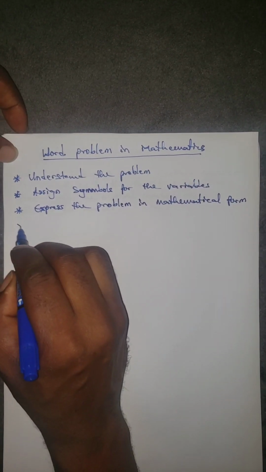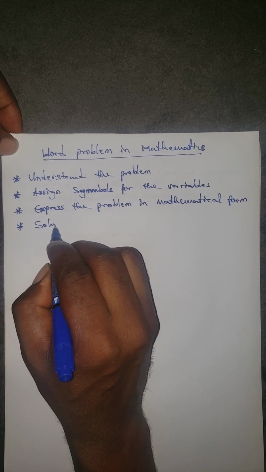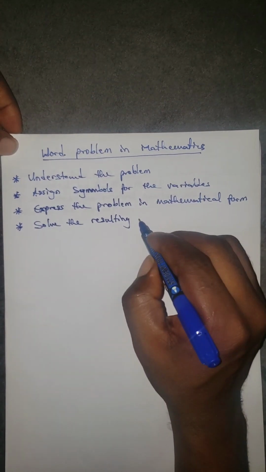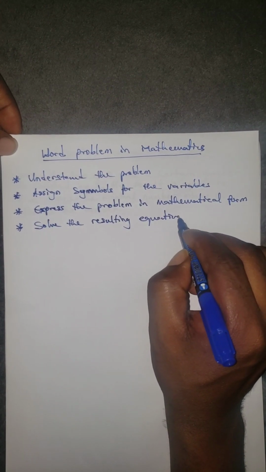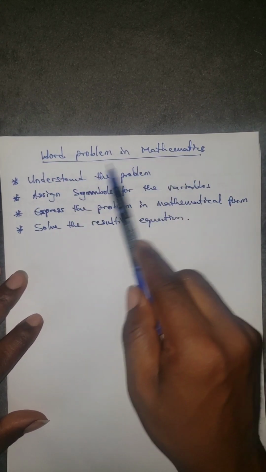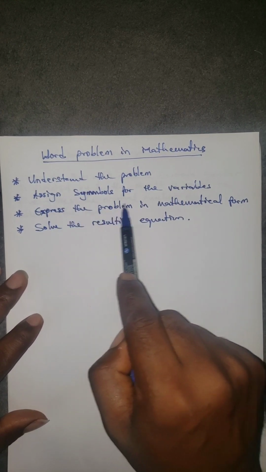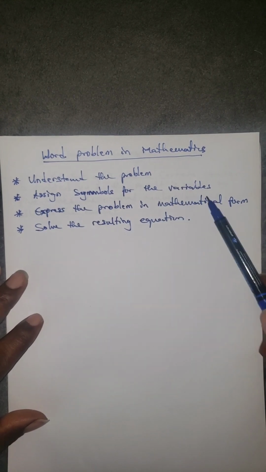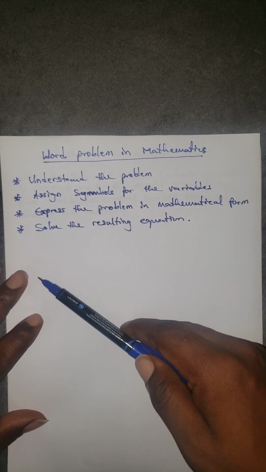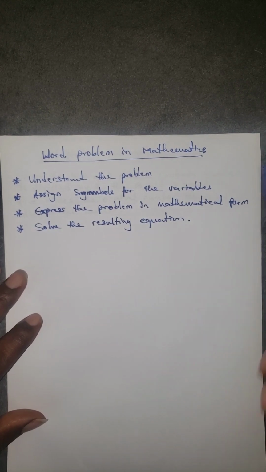Okay, so most times this problem will lead you to an equation. So you solve the resulting equation. Now let's go over it again. With a word problem in mathematics, the first thing to do is to understand the problem, assign symbols for the variables, express the problem in mathematical form. Now you're going to use the variables to express it in mathematical form. Then, like I said, it's always going to give you an equation or an inequality. So you now solve the resulting equation or inequality.